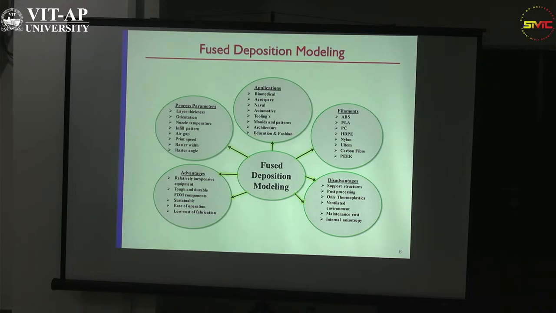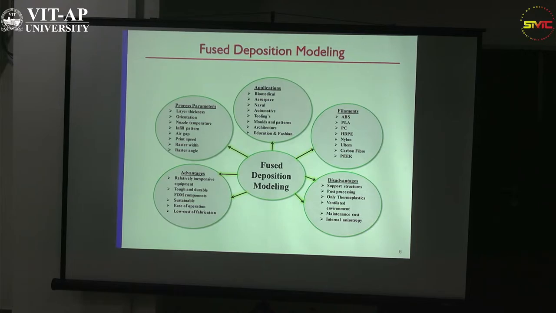A printer you could get at a cost of minimum 15,000. At that cost you are able to get the machine, right? So operation is also going to be very easy. Anyone can get trained within 2 days to work on FDM machines. So all these advantages we are having.